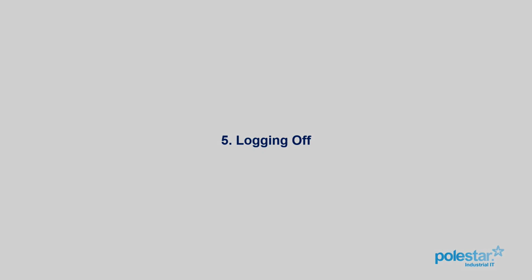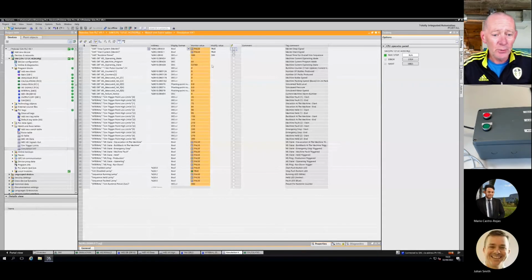Okay, so at this point, once you're finished with the program or looking at the program, provided you've made no changes, which again, everything is green. If you've made changes, then obviously that's something else to do. You need to compile and save the program. You will be prompted to save the project. You don't need to save the project, it'll take it from the PLC, but good practice would be to do that.